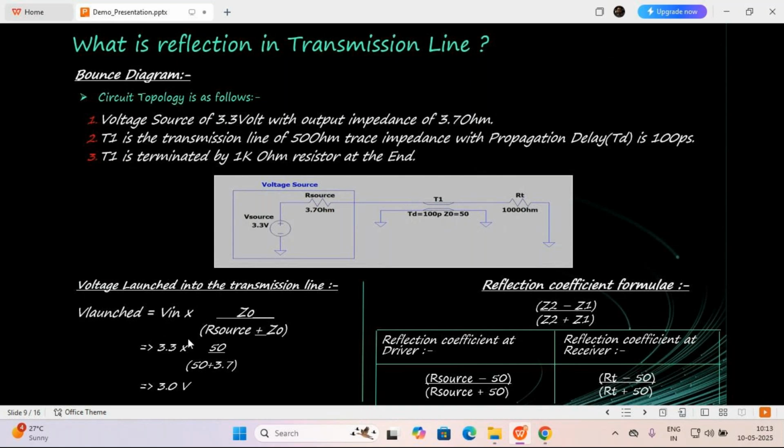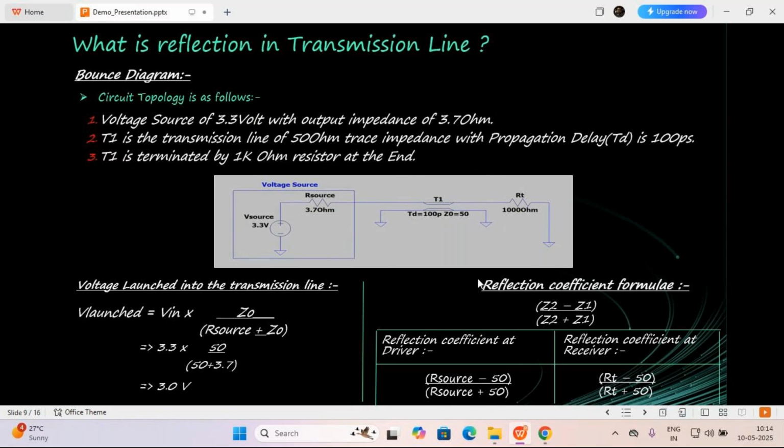V in is nothing but 3.3 volt. Z naught is the transmission line impedance, 50 ohm, then 50 plus 3.7. So it is forming a voltage divider network, and we will get around 3 volt signal launched into the transmission line. That means around 10% of the signal, that is 300 millivolt, will get dropped within the source itself, and 3 volt of the signal will get launched into the transmission line.